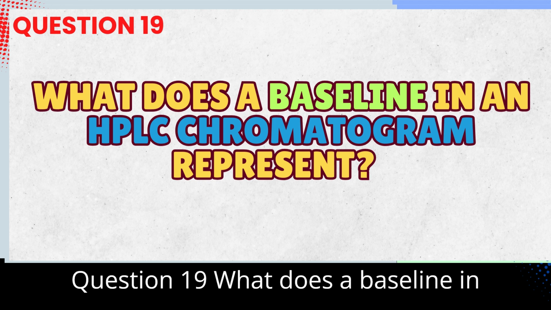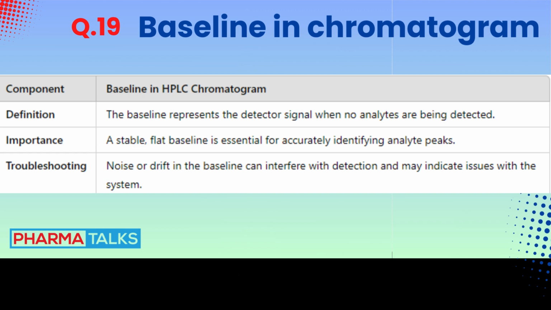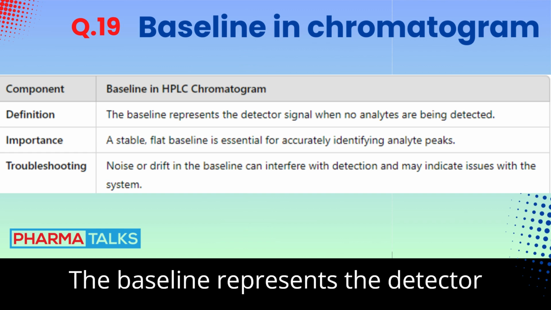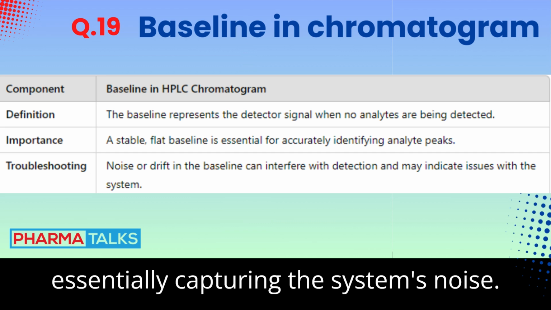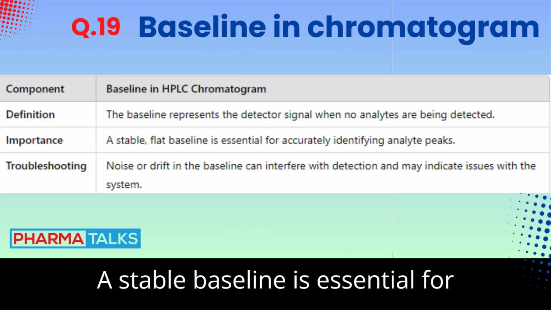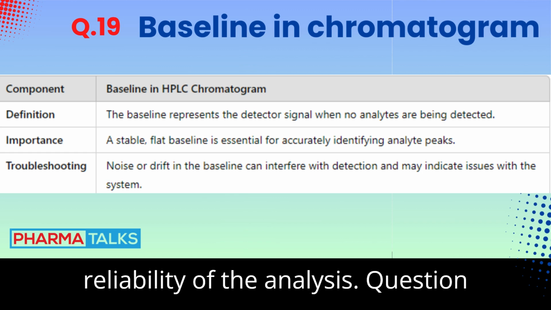Question 19. What does a baseline in an HPLC chromatogram represent? Answer. The baseline represents the detector response when no analytes are present, essentially capturing the system's noise. A stable baseline is essential for detecting small peaks and ensuring the reliability of the analysis.